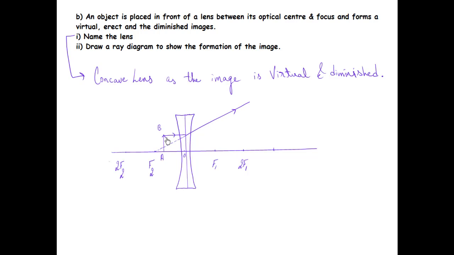And the ray of light which goes to the optic center will obviously go through undeviated. And wherever these two rays appear to meet will be the image. So there will be a virtual image out here, and the virtual image obviously has to be marked dotted. So this is the image A dash B dash, which is a virtual, upright, diminished image.